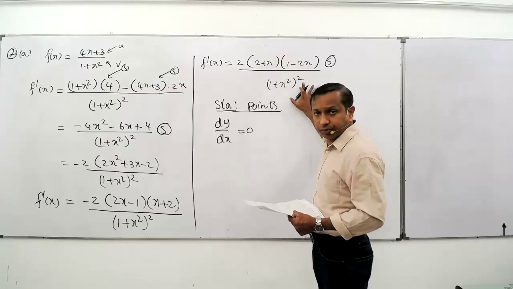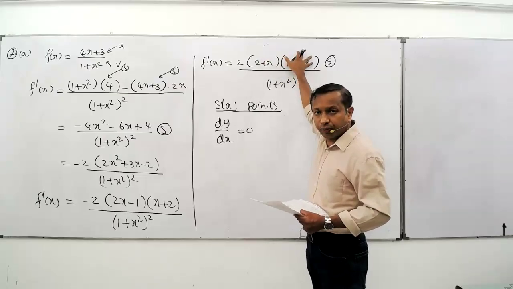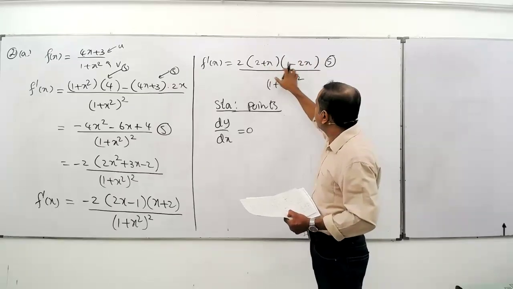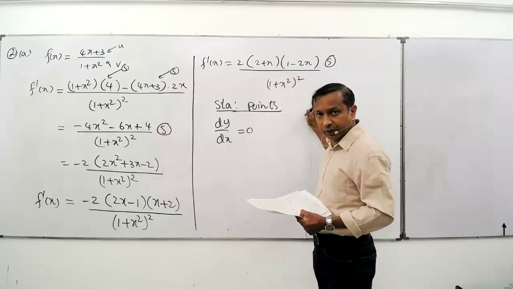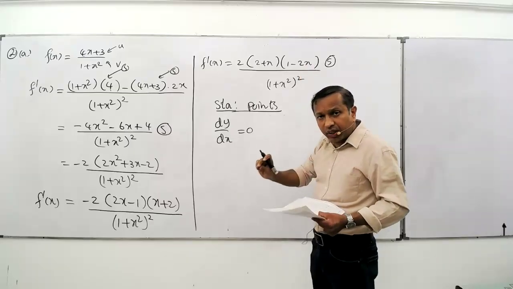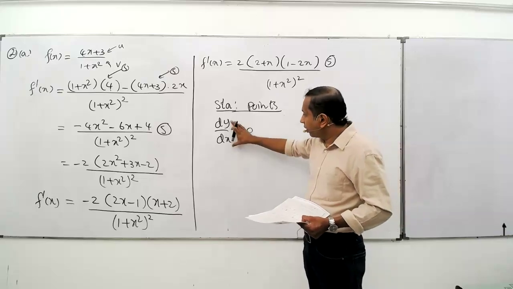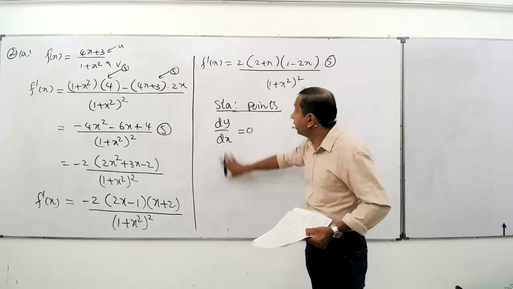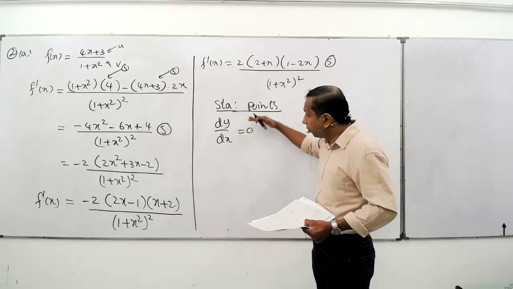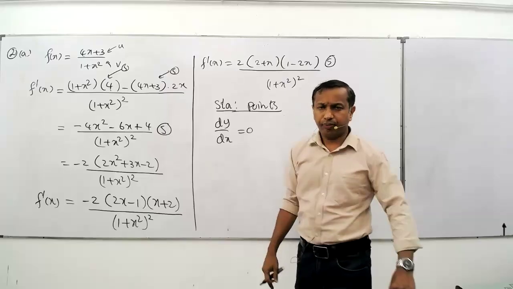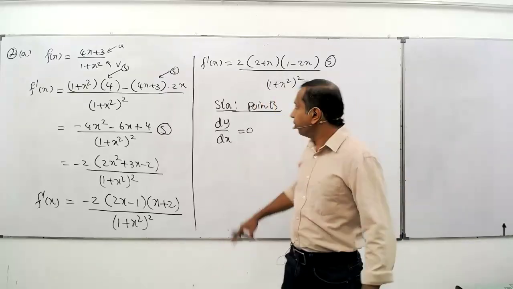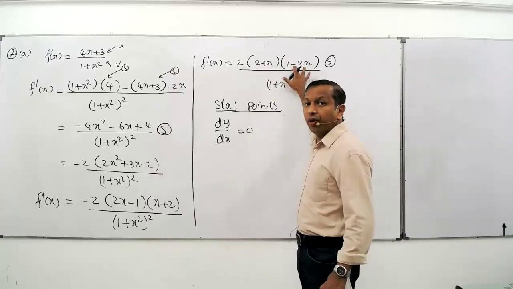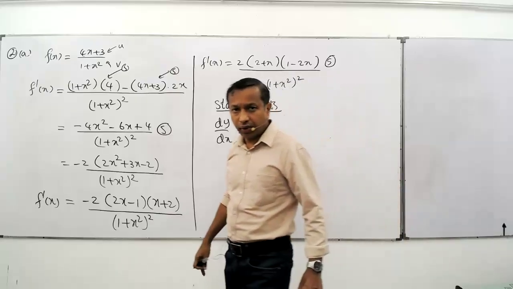When this is 0, the numerator of this should be 0. So the numerator is to be 0, people. 2 plus x should be 0, and 1 minus 2x should be 0. Understand? So then, in the class, when I do this question, I write dy by dx equals 0, and thereafter write the numerator equals 0, and so on. I wrote many steps. No need to write that. Now we know this fraction is 0 means the numerator should be 0, on the x values.